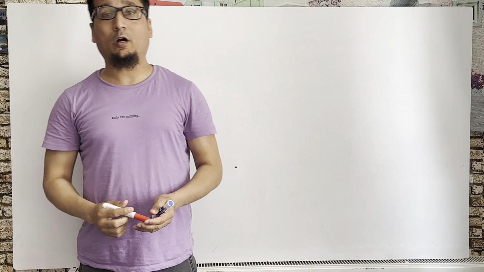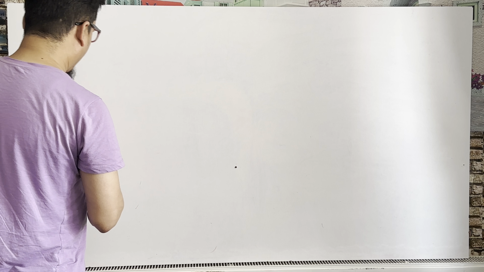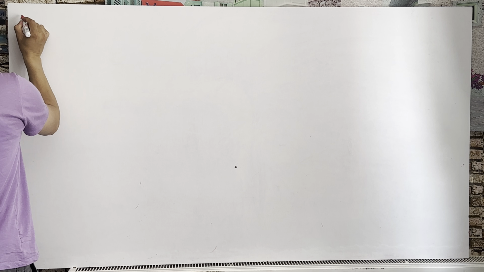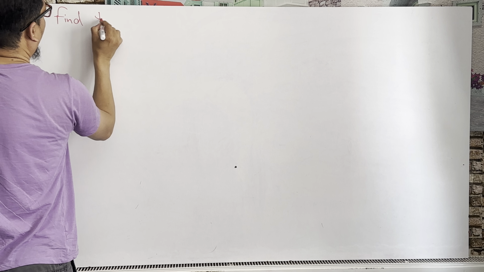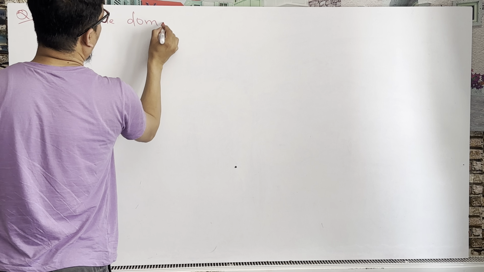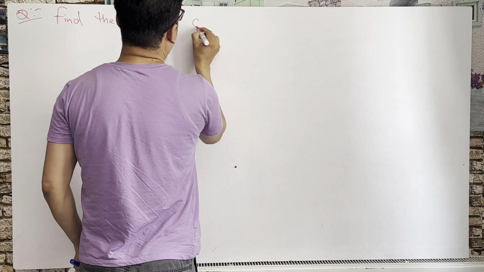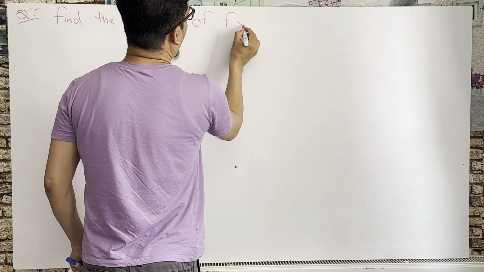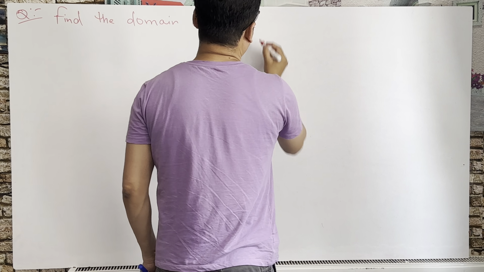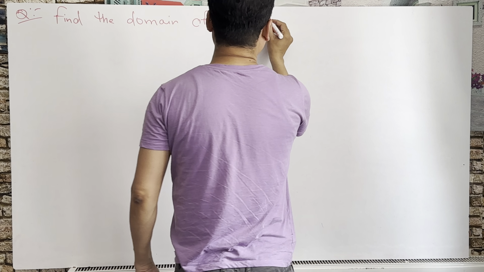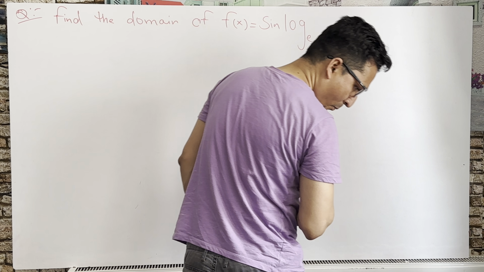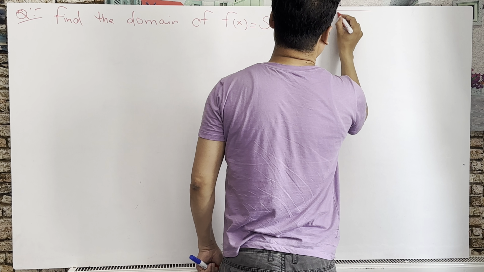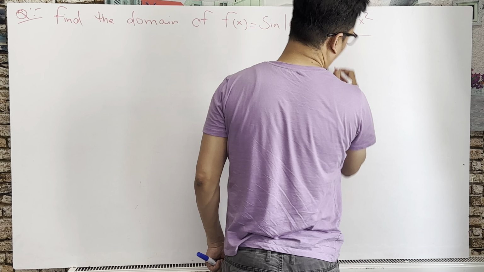Guys, again we have a question based on domain, and I'm going to solve the question. The question is: find the domain of f(x) = sin(log base a of (square root of (4 minus x squared) divided by (1 minus x))).